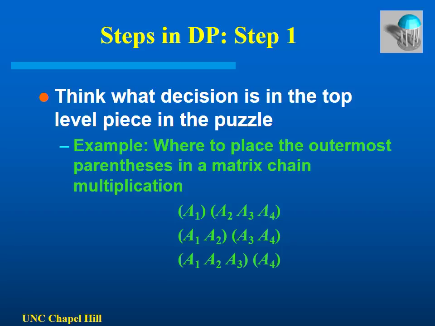What we concluded in the previous video, as applied to dynamic programming, is that it is applied to problems that involve successive subdivision. You begin by thinking about what decision has to be made in the top level piece of the puzzle. So in matrix chain multiplication, where to put the outermost parentheses.